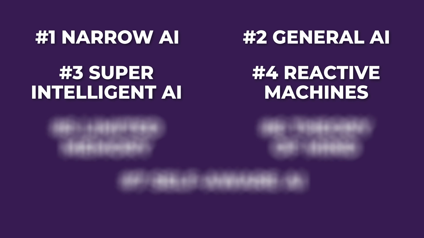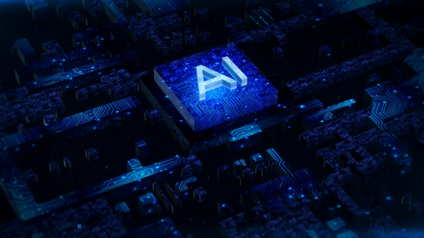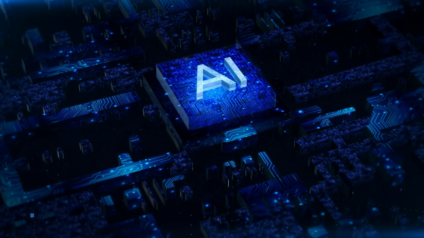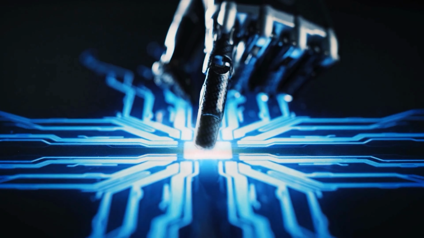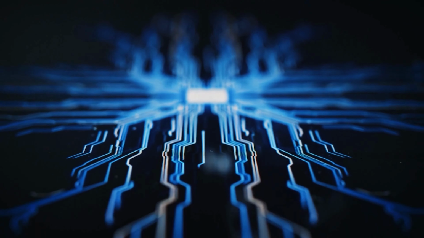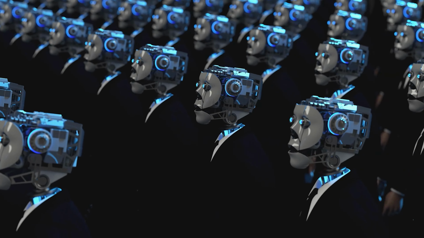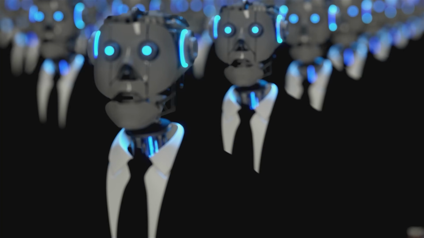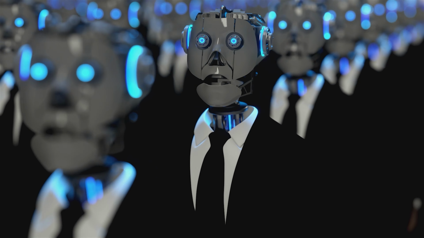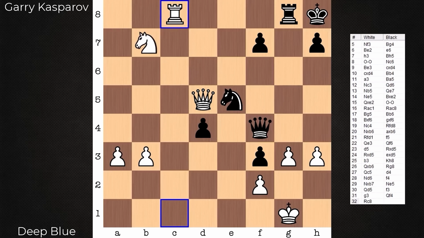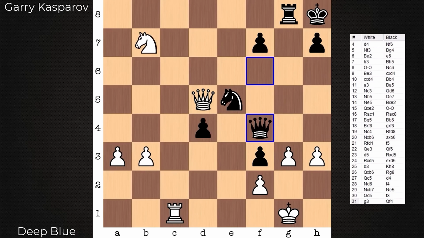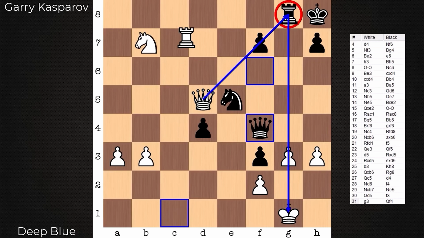Number 4. Reactive machines. This is the most basic type of AI, capable only of reacting to specific inputs, without the memory or ability to learn from past experiences. Reactive machines operate in the here and now, making decisions based solely on the current situation. The most famous example of a reactive machine is Deep Blue, IBM's chess-playing computer that defeated the world champion Garry Kasparov back in 1997. Deep Blue analyzed possible moves and chose the best one, but it didn't learn from past games.